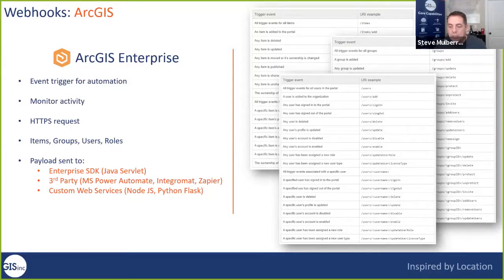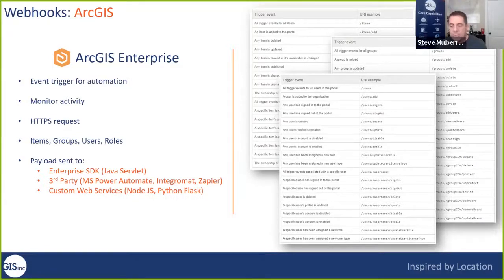And ArcGIS Enterprise and Esri has given you some ways of working with that payload. If you're familiar with the Java servlet development environment, you can use the SDK for that. Again, use one of those third-party connector providers. I'm going to focus again on Power Automate, but it also comes with a Node.js web service. So if you're into creating and using Node.js, there are some good examples there.